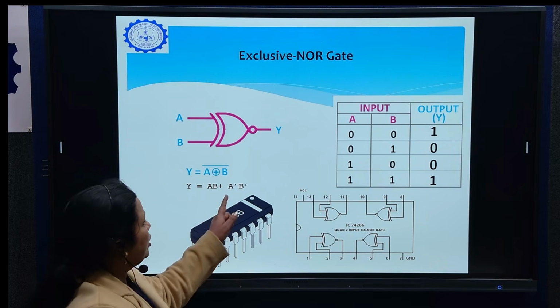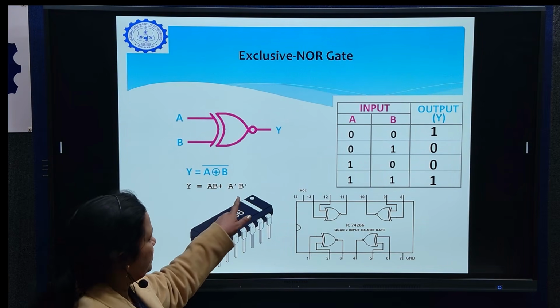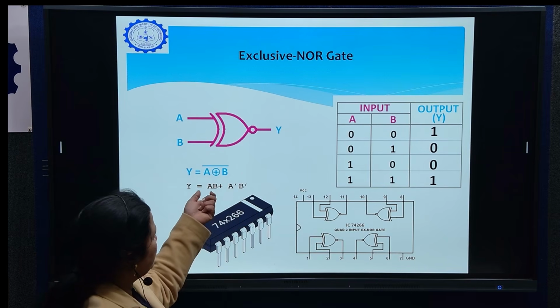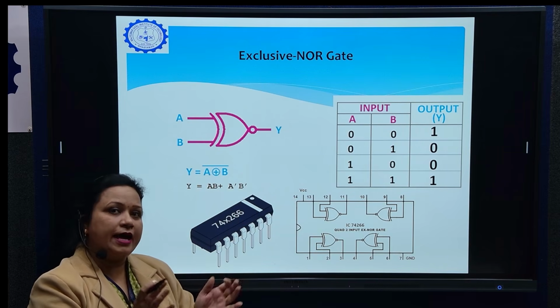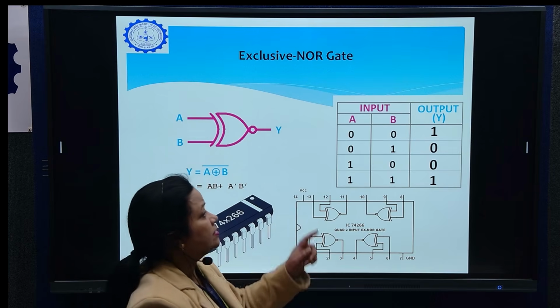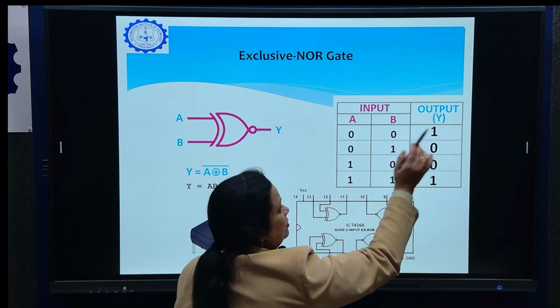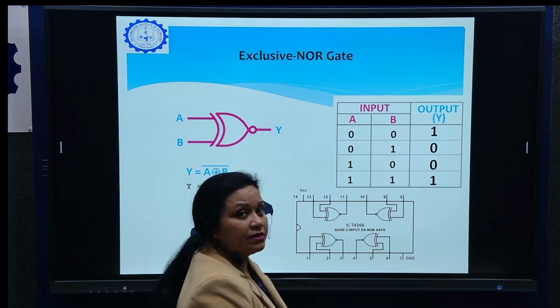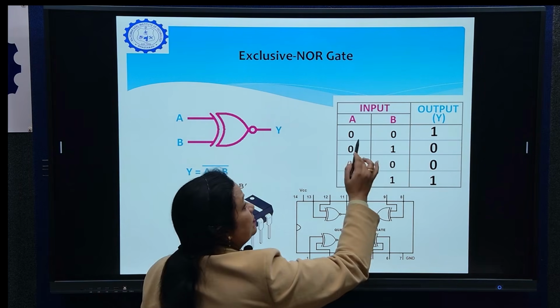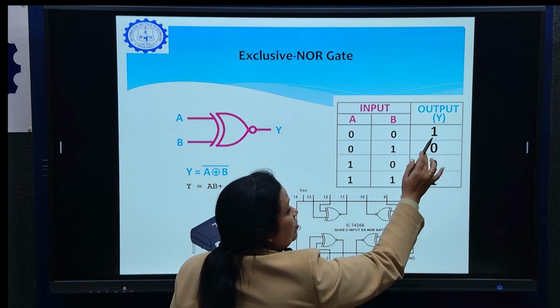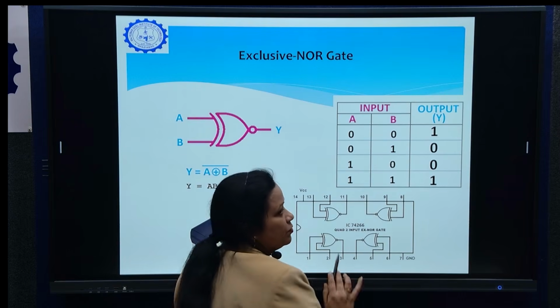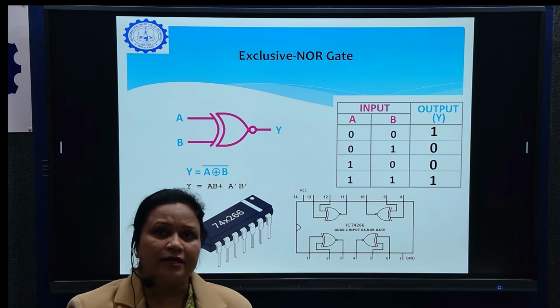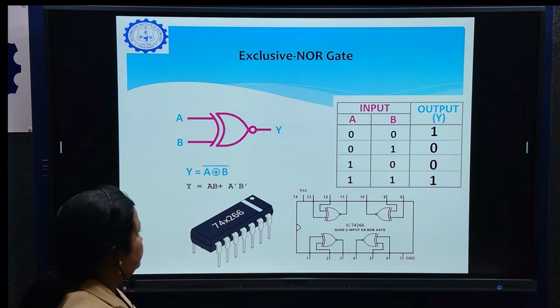So we are going to make a column of A bar, a column of B bar, we are going to multiply those two, multiply these two, and then add them. So the final answer we get is 1, 0, 0, 1. That means we can conclude that similar inputs will give you a 1 output, just opposite to that of XOR.